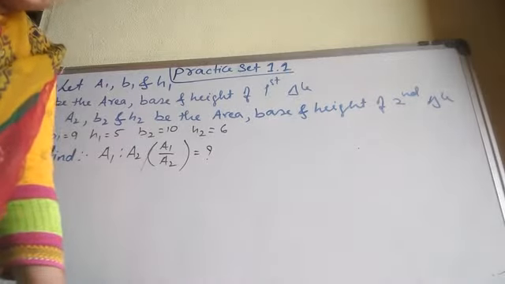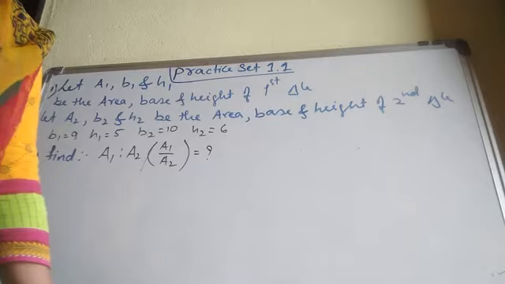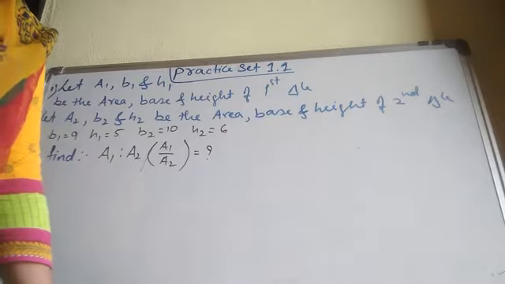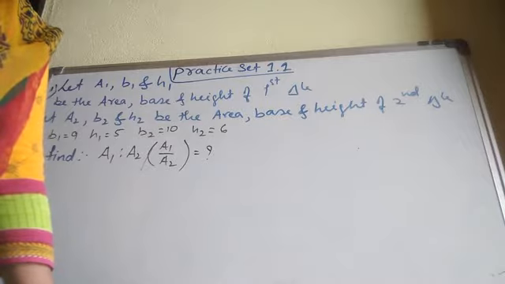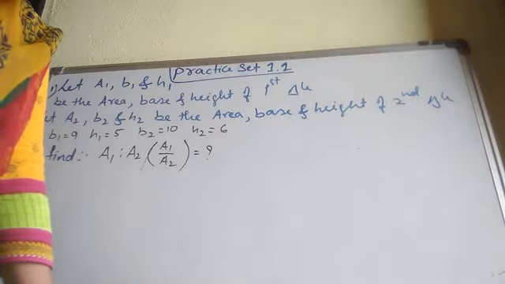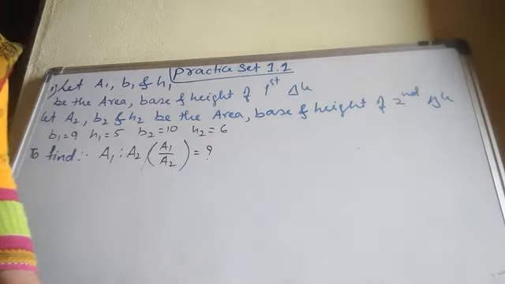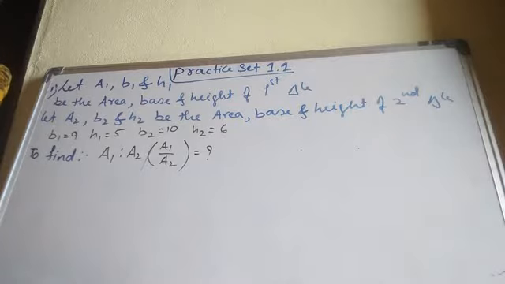Hello students, in the previous video we learned three conditions for the ratio of areas of two triangles. Now, based on these three conditions, we are going to solve practice set 1.1. First question: what is given? The base of a triangle is 9 and height is 5. The base of another triangle is 10 and height is 6. Find the ratio of areas of these triangles.